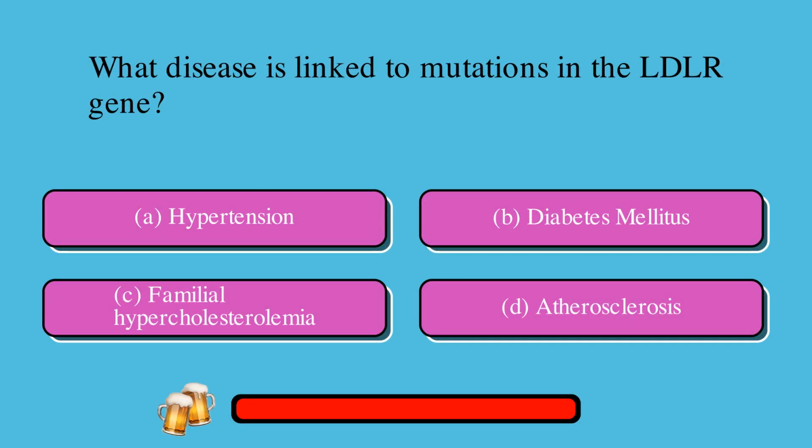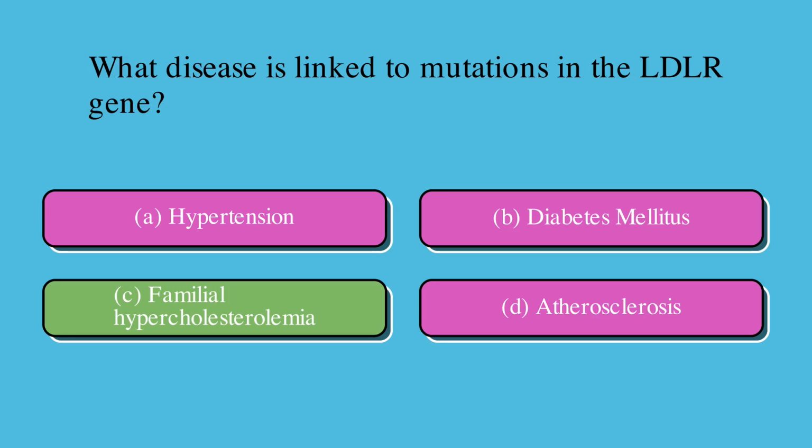What disease is linked to mutations in the LDLR gene? A. Hypertension, or B. Diabetes mellitus, or C. Familial hypercholesterolemia, or D. Atherosclerosis? The correct answer is C. Familial hypercholesterolemia.